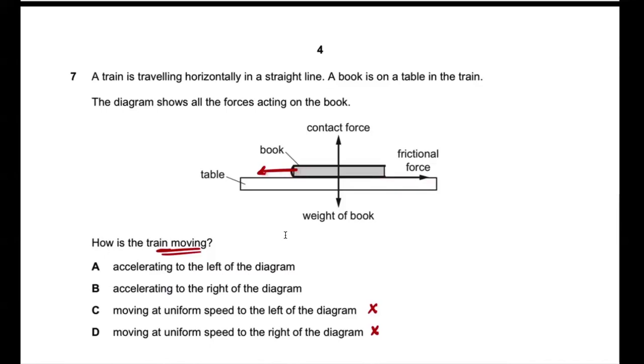So it must be moving to the left. And more precisely, it must be accelerating to the left. Sorry, because it's accelerating, because the force is to the left on the book. So if you think about the inertia, the train must be accelerating to the right so that the book is sliding, at least it wants to slide backwards. So the frictional force is forward. So in this case, the answer is accelerating to the right of the diagram.